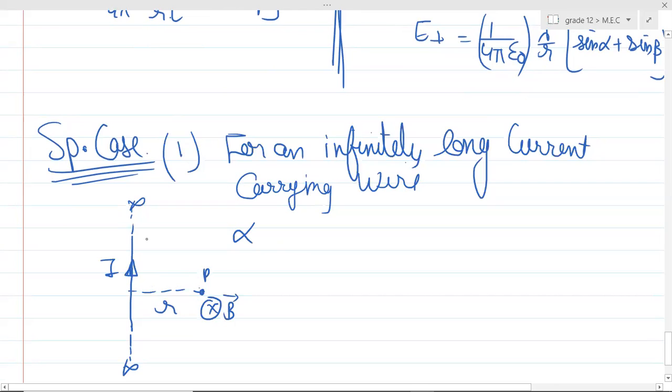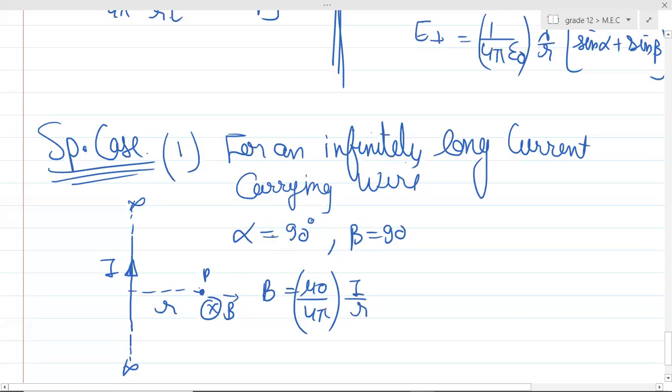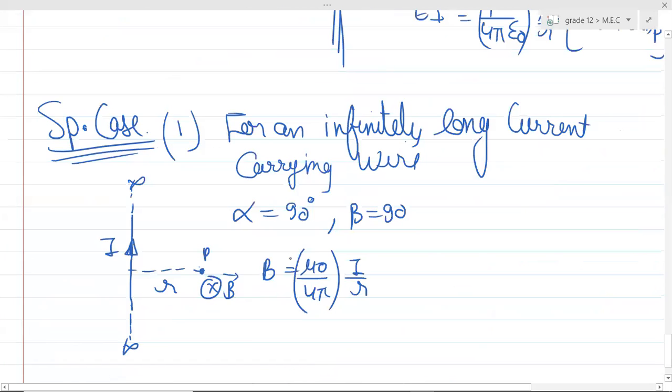Here in this case, if you want to see that end, how much do you need to lift your head? What is the angle by which you should move your head? Will it be 90 degrees? And will this also be 90 degrees? So basically, you'll get the magnetic field as mu naught by 4 pi into I by R. And what will be sine alpha plus sine beta? Can you see both will be 1, right? Sine 90, sine 90. So 1 plus 1 will become 2, right?